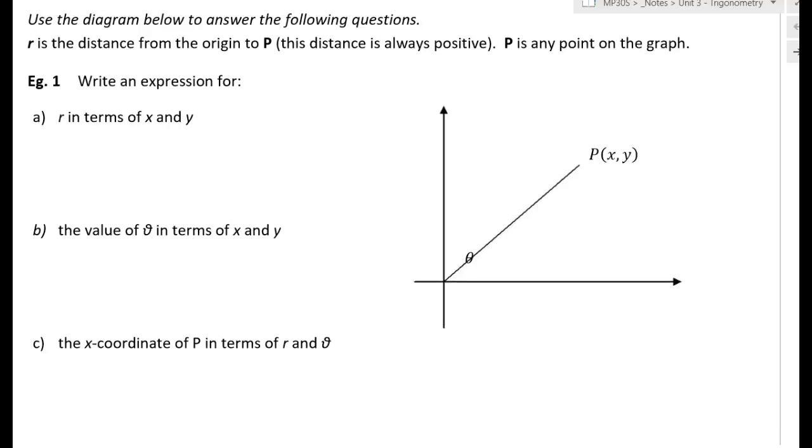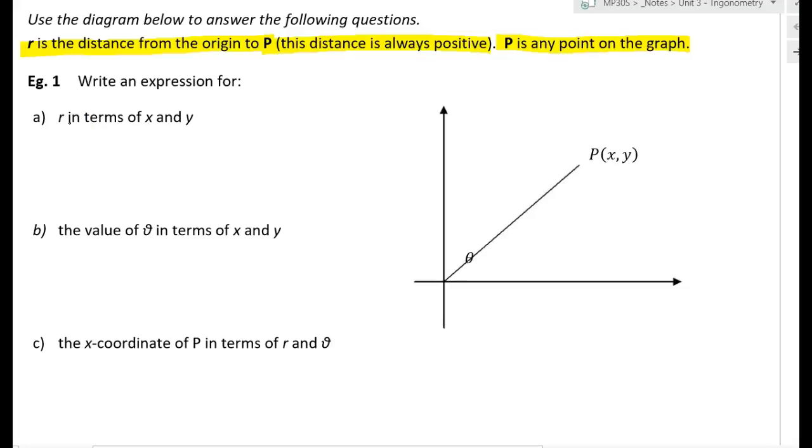Use the diagram below to answer the following questions. R is the distance from the origin to P, where P is our point, and the distance is always positive. P is any point on the graph. These two pieces of information are super important: R is always positive and P is any point on the graph.